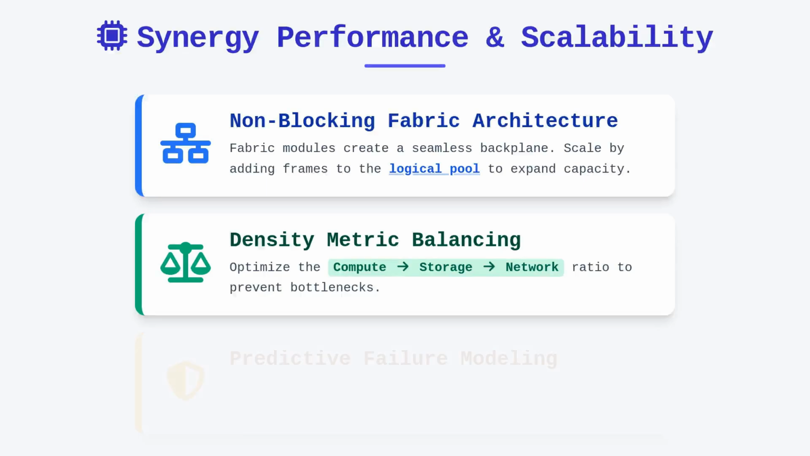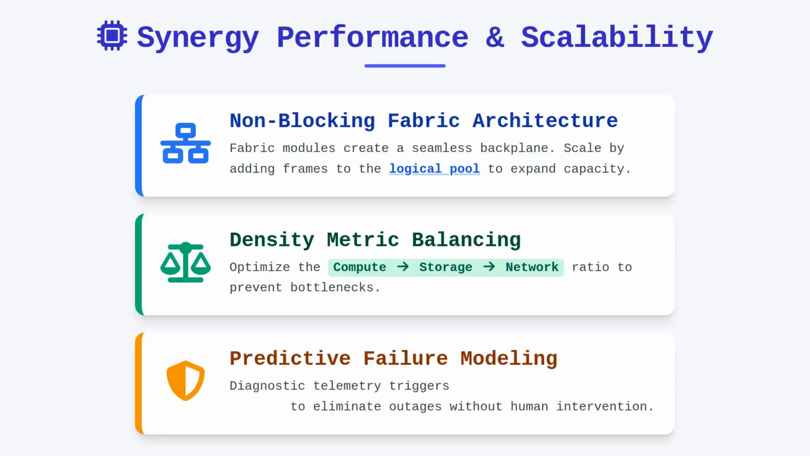The system employs predictive failure modeling, which monitors diagnostic telemetry across all components to identify hardware degradation before it manifests as a service outage. If a storage module or a mezzanine card begins to exhibit anomalous behavior, the fabric intelligence can proactively migrate workloads or fence off the failing component without requiring human intervention. This capability is foundational to maintaining the high availability required by enterprise-grade hybrid cloud architectures.